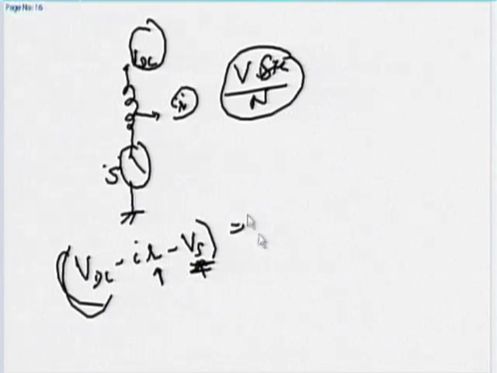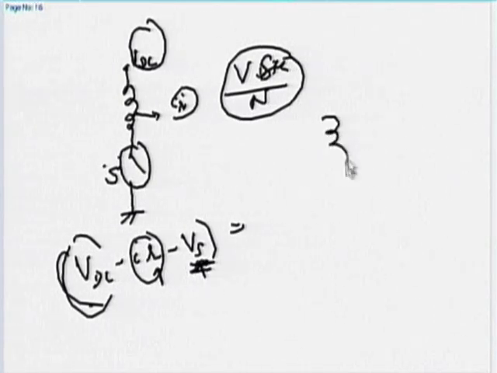This drop has to be taken care of while designing the number of turns, the suitable values of N1 and N2 you take. Definitely it is not VDC. We are not applying VDC to the coil. The actual voltage is VDC minus the resistance drop minus the switch drop.